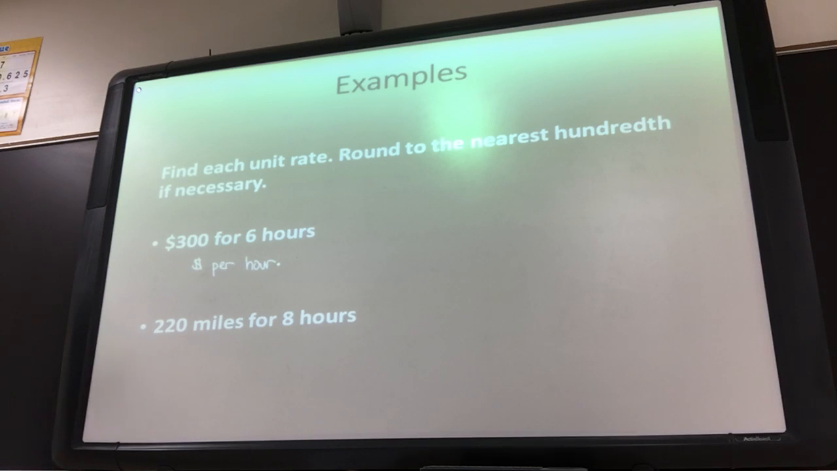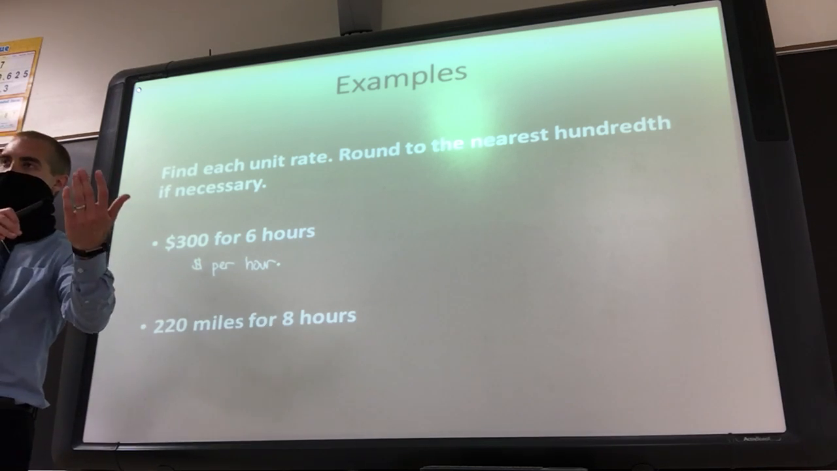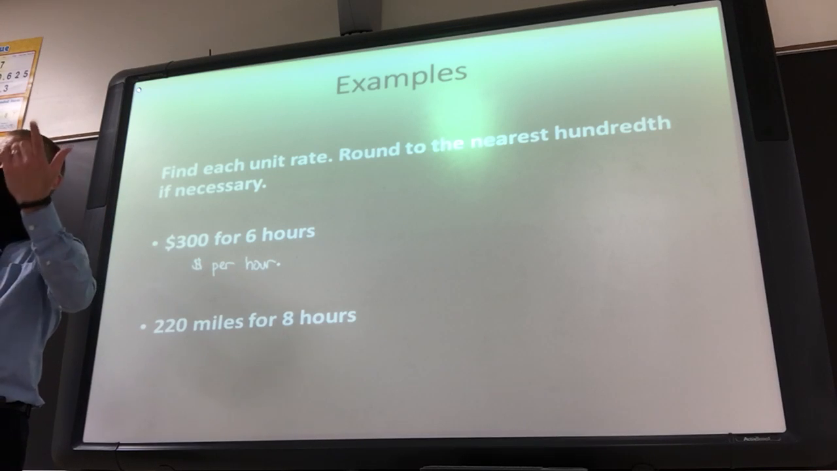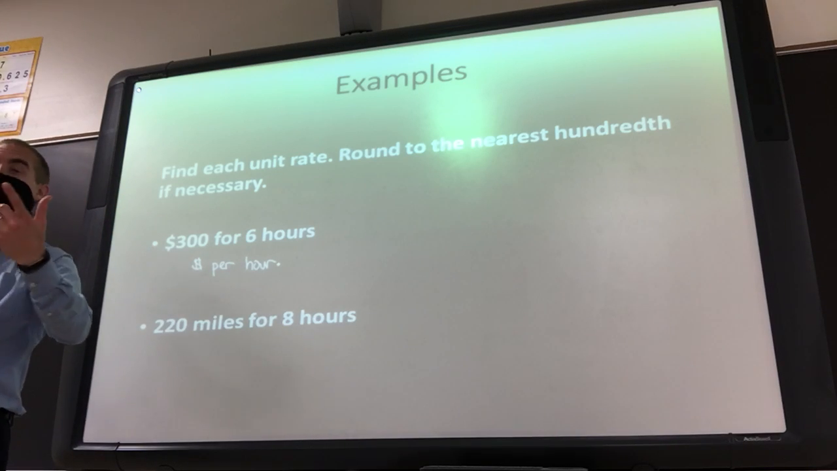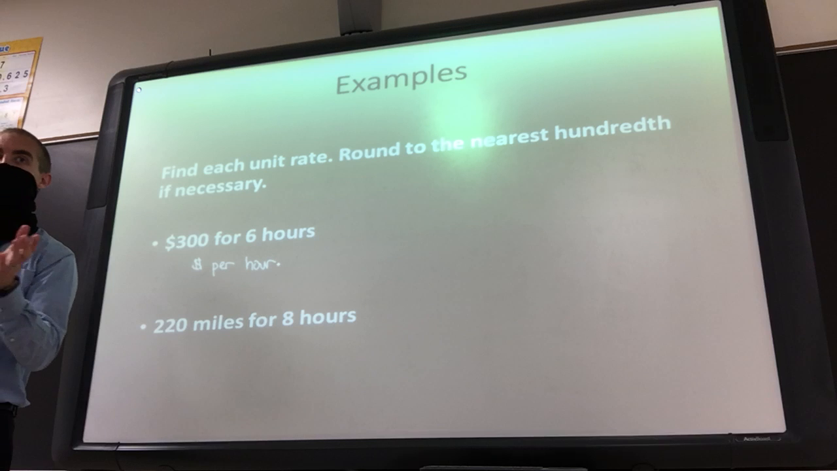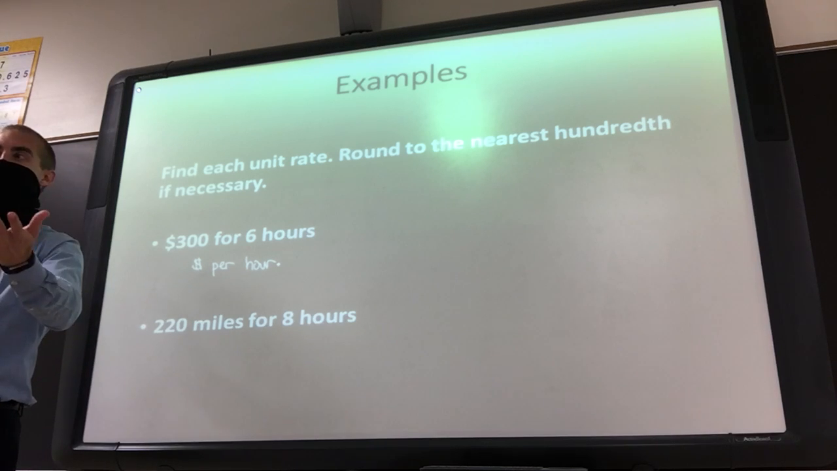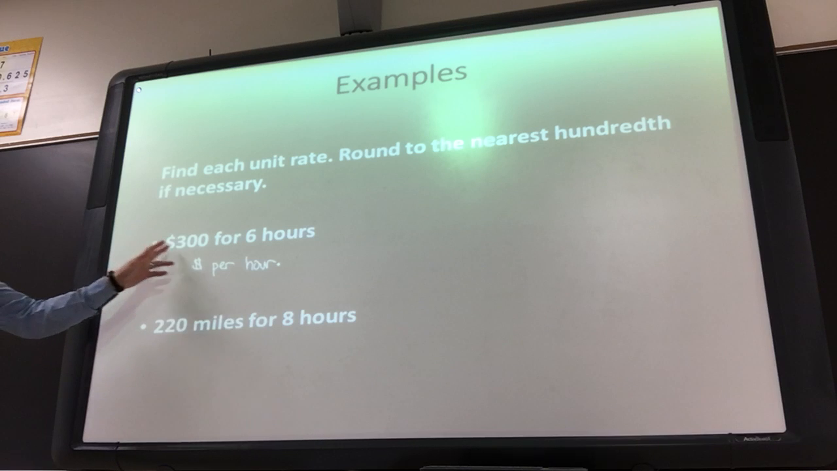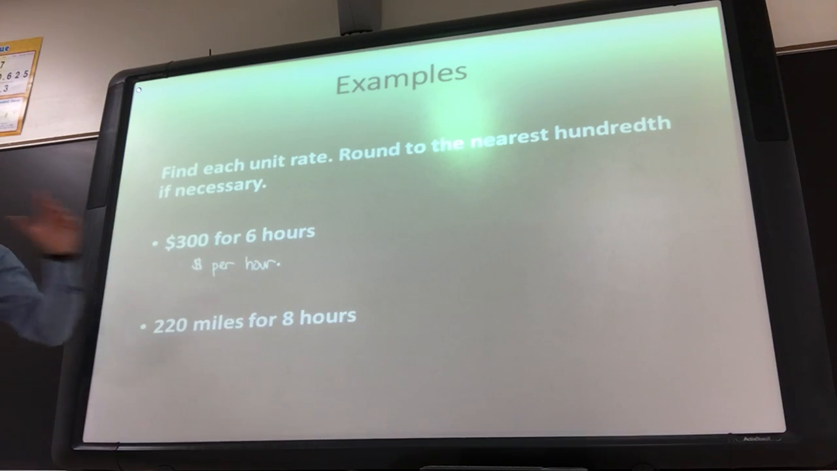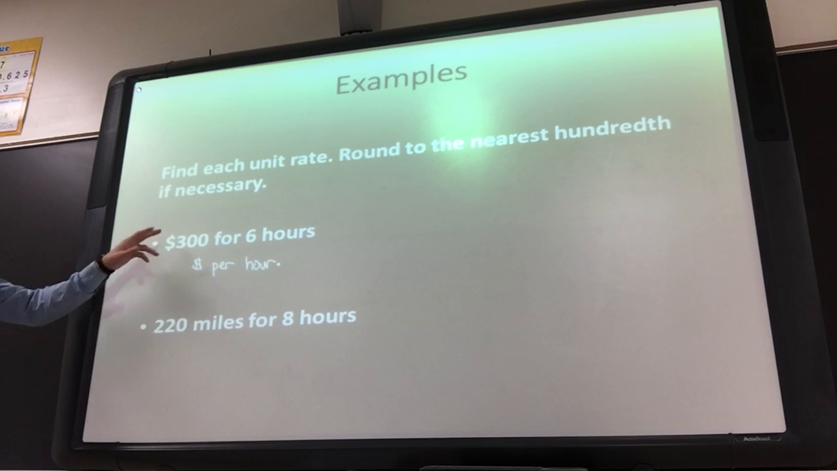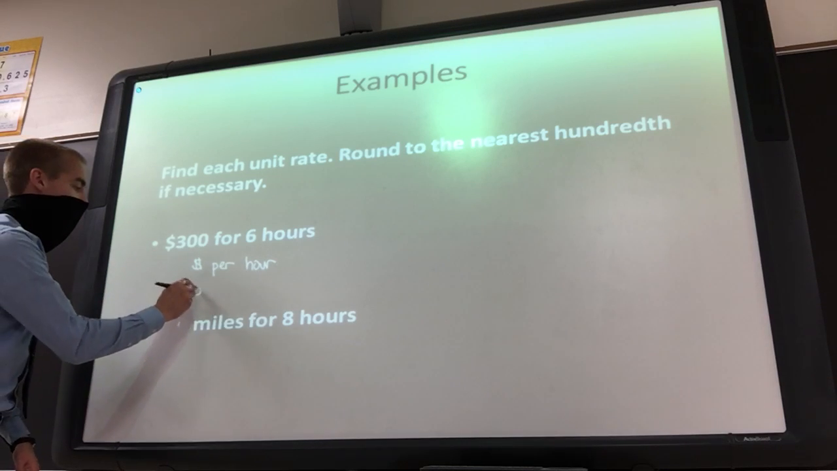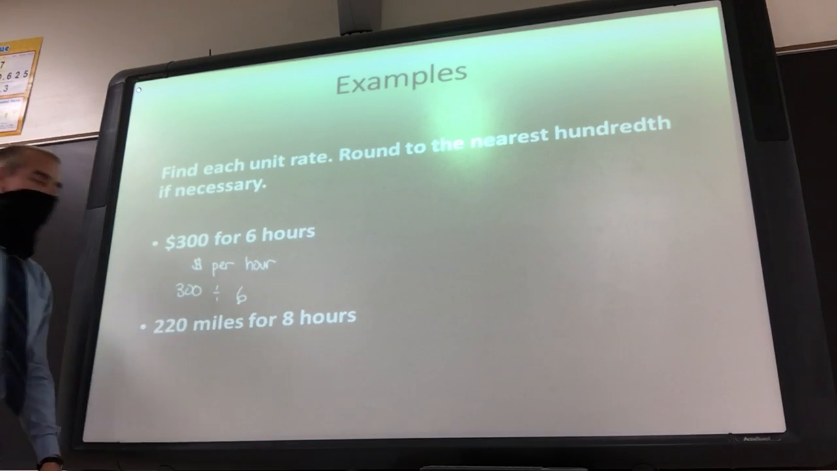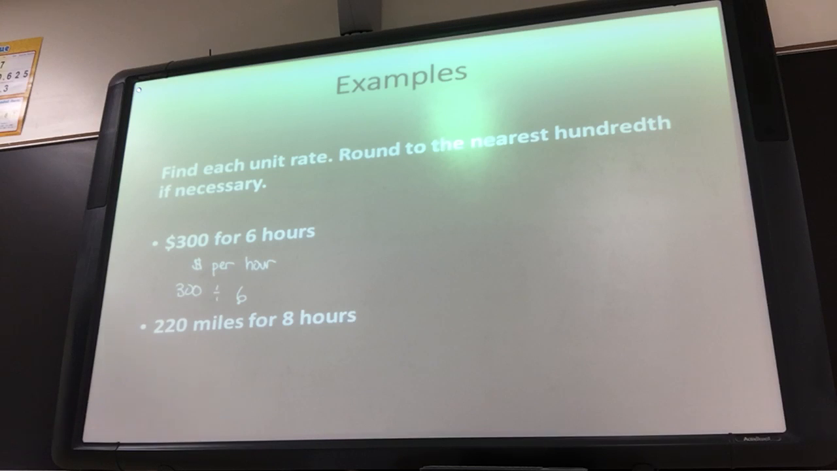So notice all of these unit rates is something per something. And per means what operation? Divide. So to find a unit rate, we are going to divide. So the big thing to remember for unit rates is you need to divide those two. And that's going to almost always work for unit rates. Divide those two. So this is going to be 300 divided by 6 hours. That's how we find this unit rate.